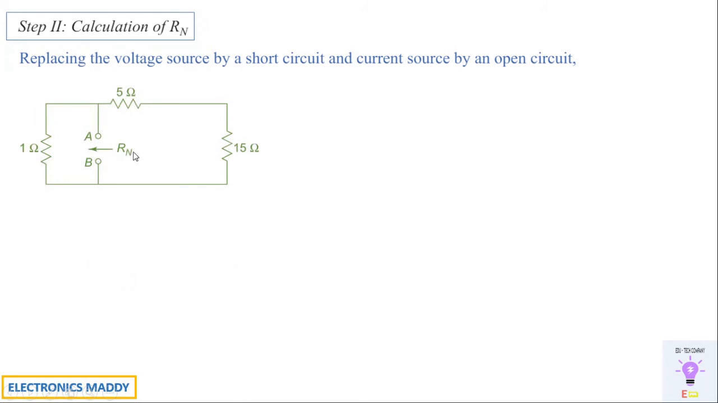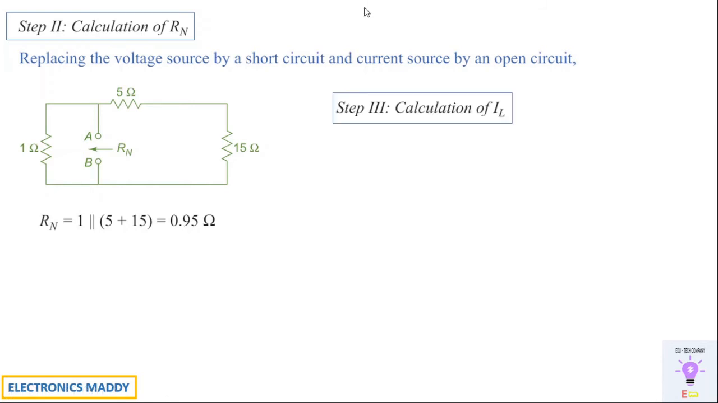From this point, it's very clear, if you carefully observe, that the 1 ohm resistor is in parallel with the series combination of 5 ohm and 15 ohm. That is, 5 plus 15 will give you 20. The 20 ohm is in parallel with 1 ohm, because they're connected between the same 2 points, that is across AB. So we'll be finding the value of Rn. You'll be getting it to be 0.95 ohms.